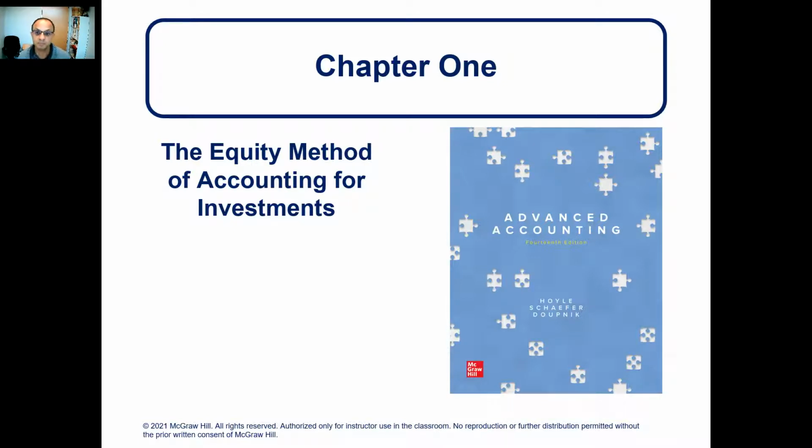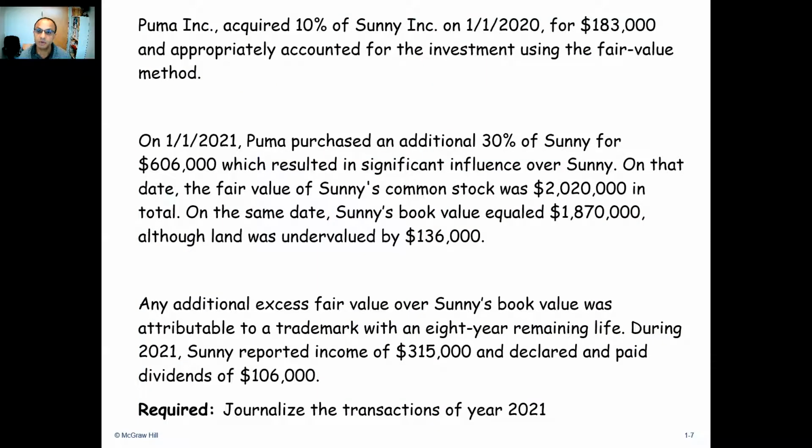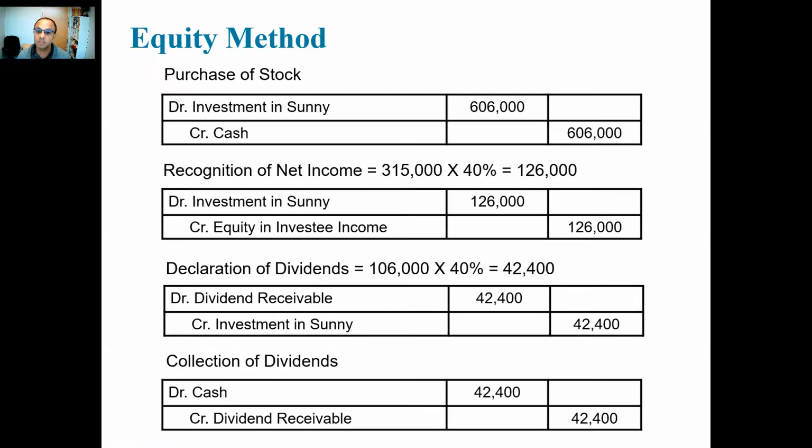coming chapters. So now let us talk about the same example, which I ended with in the previous video, exercise 1. If you remember, in that example, we talked about Puma as a company that owned 40% of Sunny Company. And we made the journal entries for the purchase of stock, the recognition of net income, the declaration of dividends, and the collection of dividends. But there is one more point I need to add, which is the trademark.